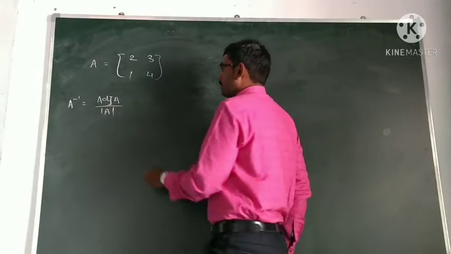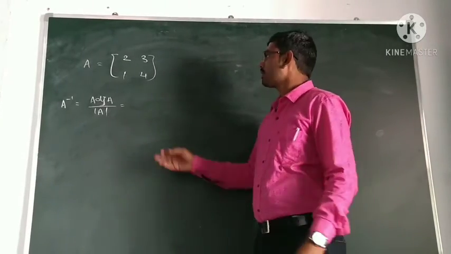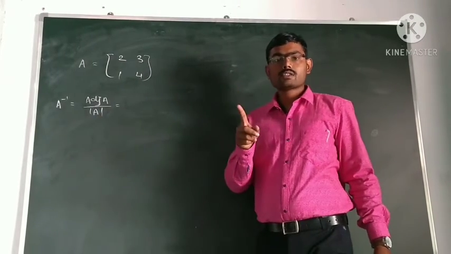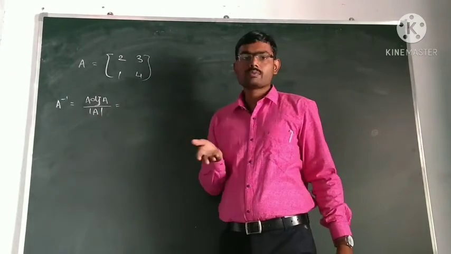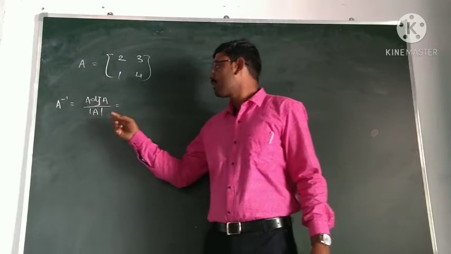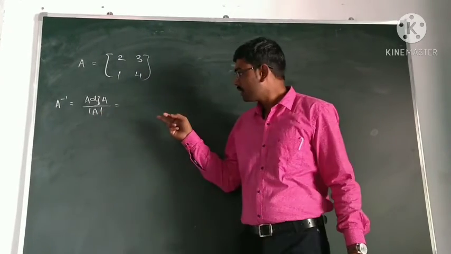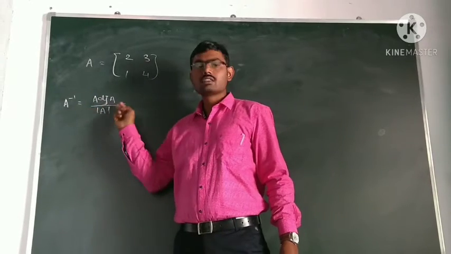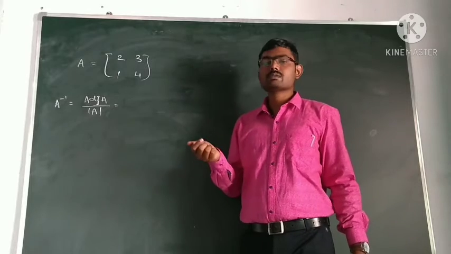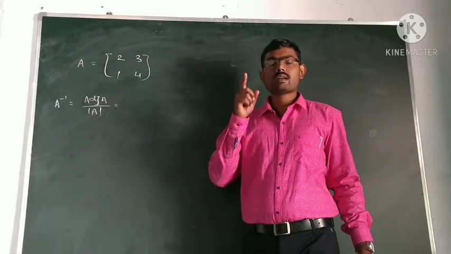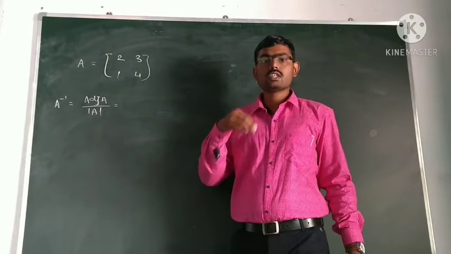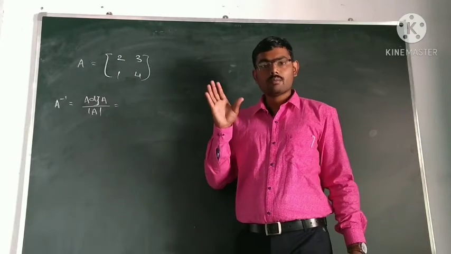Now, since determinant is in the denominator, for a matrix to have an inverse, determinant must be not equal to 0. If determinant is equal to 0, the inverse is not defined. So for a matrix to have an inverse, this determinant must be not equal to 0, and such matrices whose inverse exists are called invertible matrices.